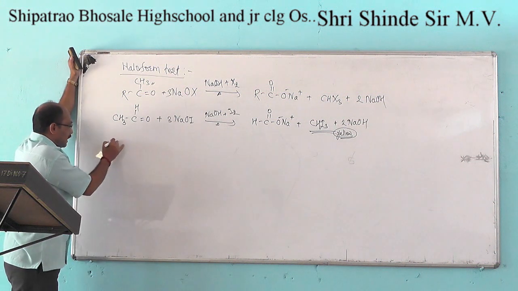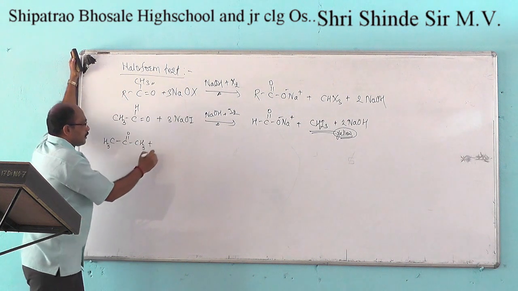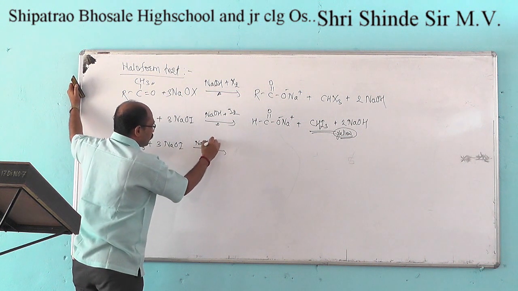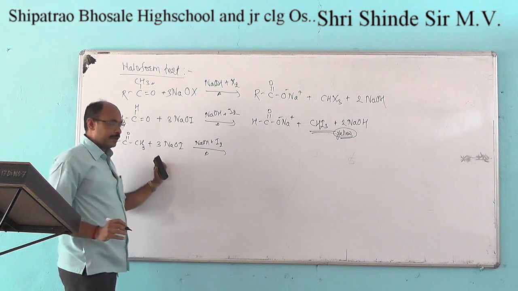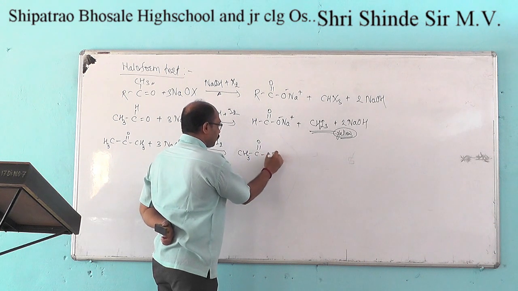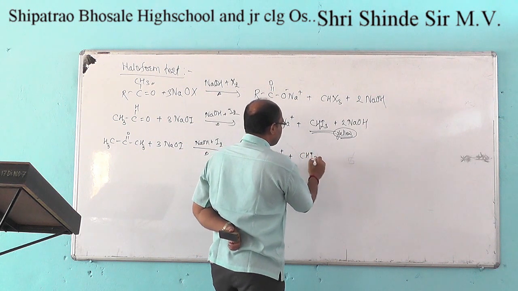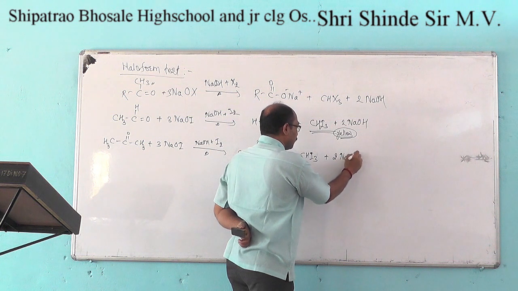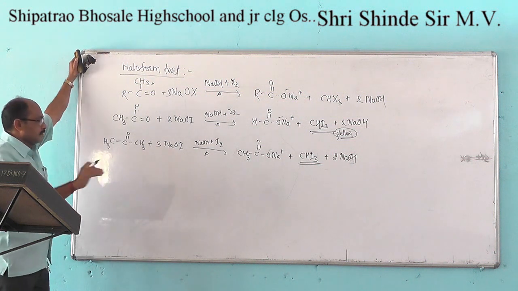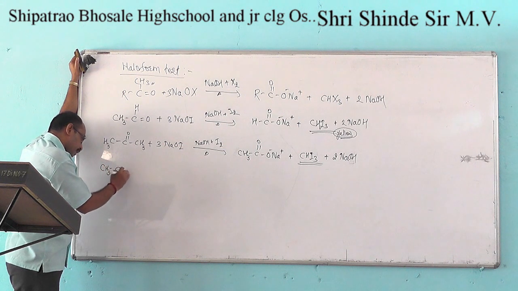Like this, when acetone is oxidized by using sodium hypoiodide, it gives us the formation of the corresponding sodium salt of acetic acid with the preparation of the yellow precipitate of iodoform. For example, suppose I am taking another example of an alcohol.